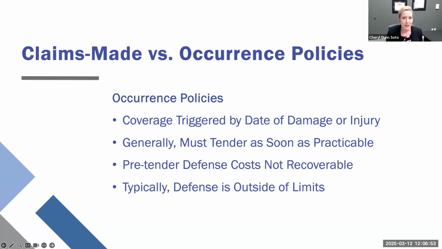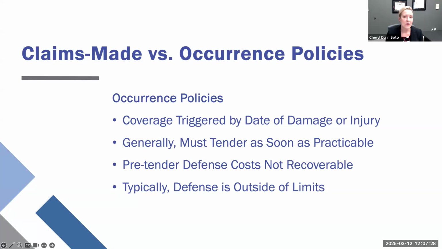Under these types of policies, you must tender, but it's a very lenient standard. You generally have to tender as soon as practicable. Sometimes it says as soon as possible. They mean similar things. And basically, you're not going to lose prospective coverage unless the insurance company can prove prejudice, which is typically very difficult for it to do unless you tender after the lawsuit has been resolved with a settlement or a judgment.